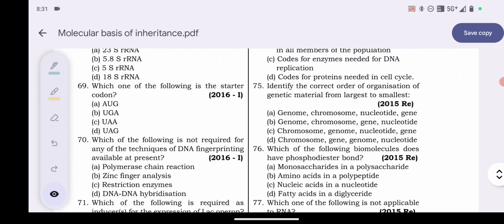Question number 75. Identify the correct order of organization of genetic material from largest to smallest. लार्ज से लेकर स्मॉल तक आपको आइडेंटिफाई करना है, करेक्ट ऑर्डर में रखना है इनको. तो क्या होगा, largest genome, then chromosome, then gene, then nucleotide, and option B आपका आंसर होगा.